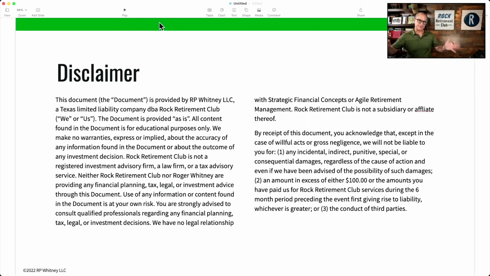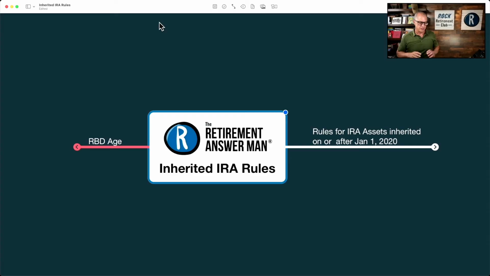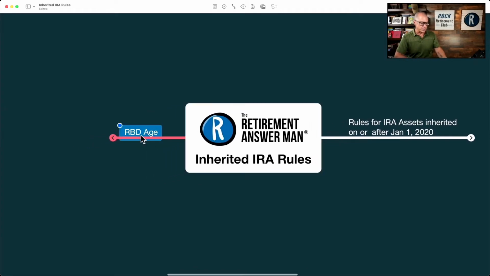So first off, obviously, we are not your advisor, and this is helpful hints and education. And when you are dealing with inherited IRA rules, if you're at all confused, we encourage you to hire an expert. So, inherited IRA rules. Let's start with what RBD age means. That is the required beginning date for the original owner in terms of required minimum distributions, because this becomes important when we're looking at inheriting an account from the original owner.